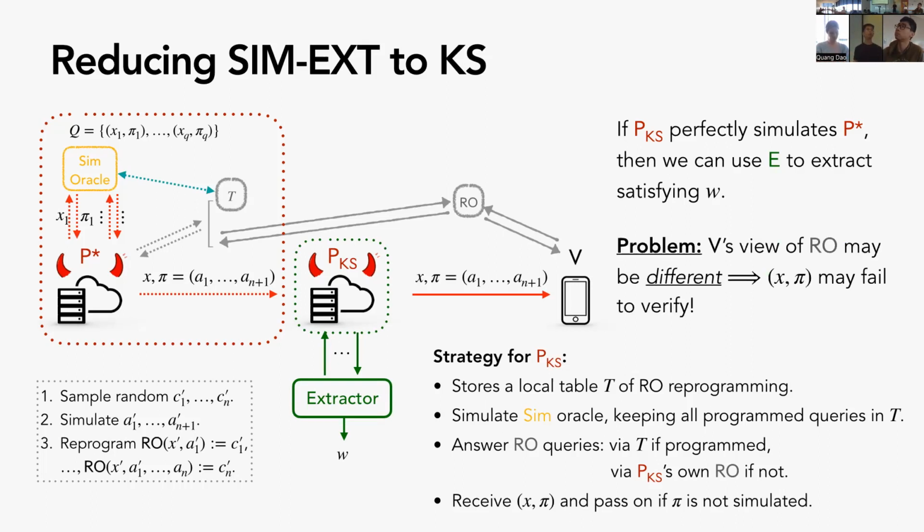The problem with this approach is that we have this local table of programmed queries, and that might lead to inconsistency in the verifier's view of the random oracle. So is this because the knowledge soundness prover can internally reprogram its simulated oracle but can't touch the actual random oracle? Yes, exactly.